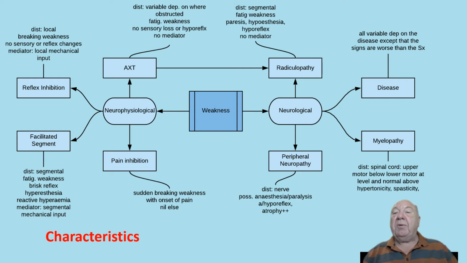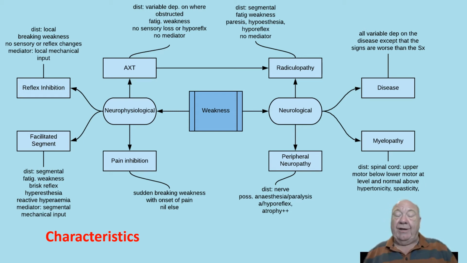The weakness will be fatigably weak. That is, it'll get weaker and weaker and weaker with repeated contraction really quite quickly. There will be paresis, not paralysis, and there will be hypoesthesia and not anesthesia. The reflexes may be hyporeflexive, or there may be some mild change where you simply can't see what the difference is between that one and the other side. And there's no mediator. That is, it doesn't matter what we do.